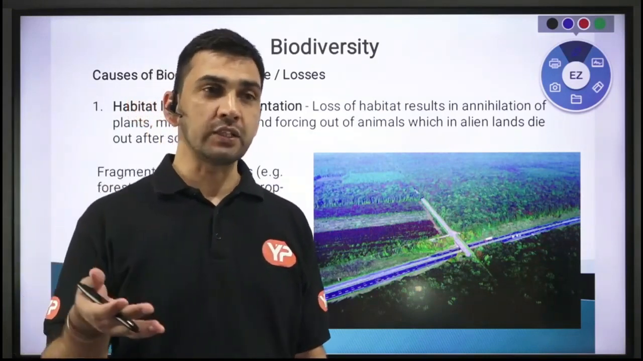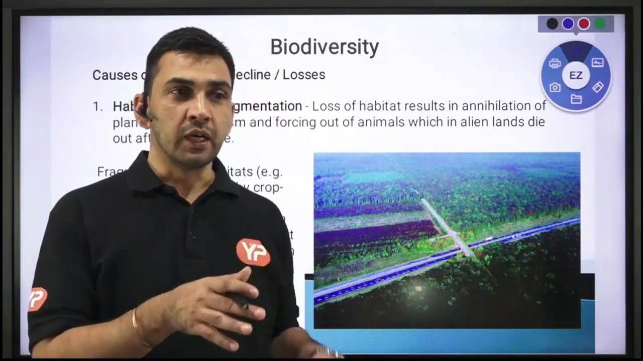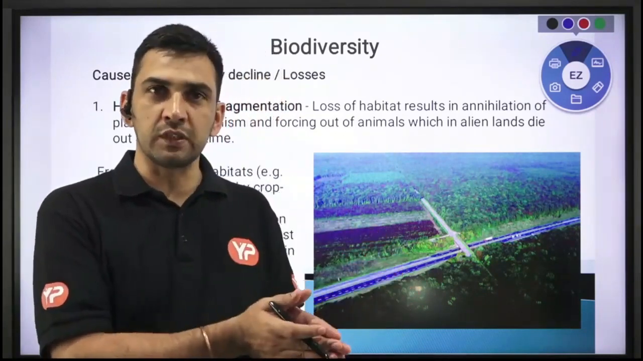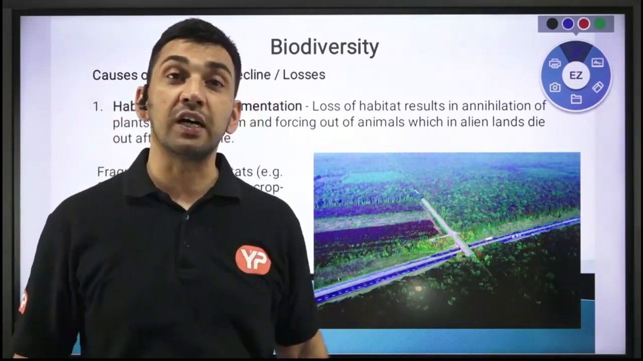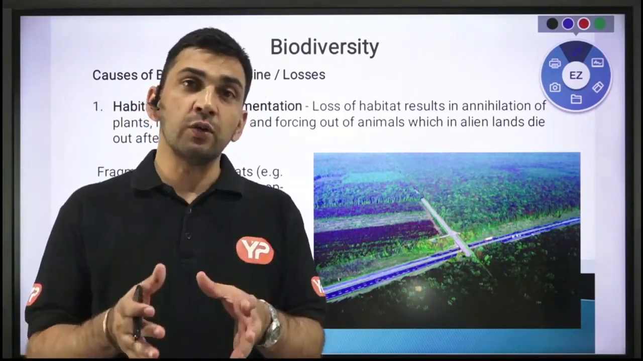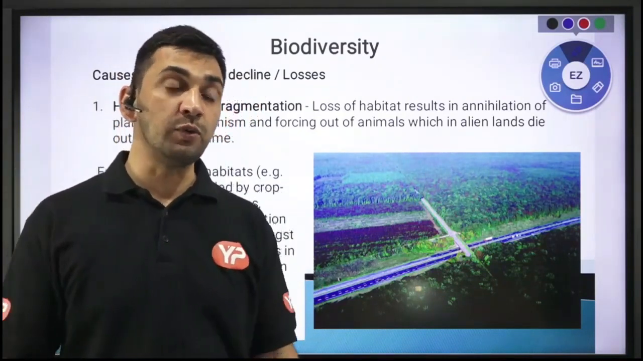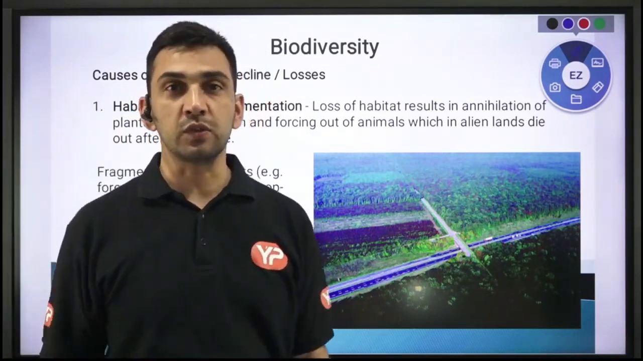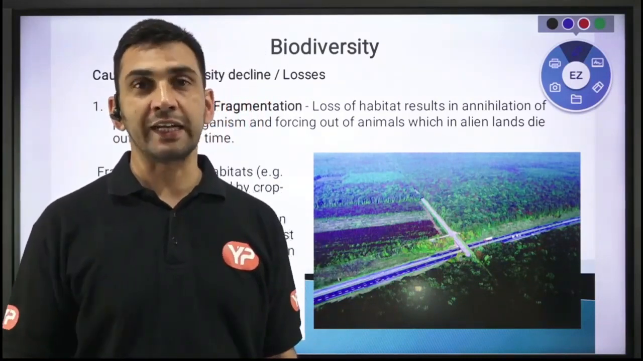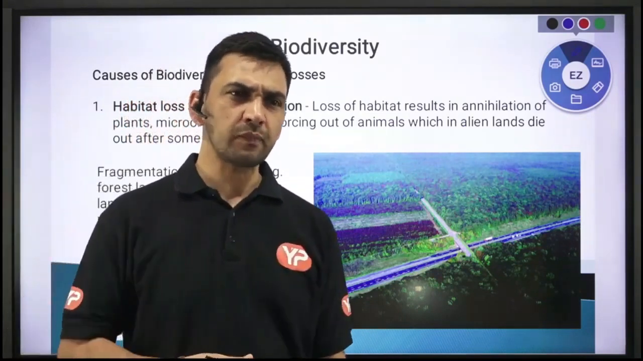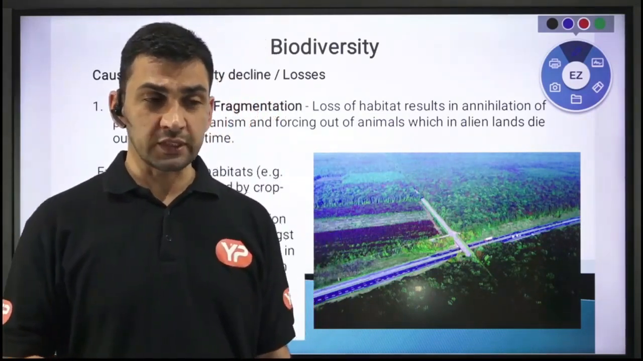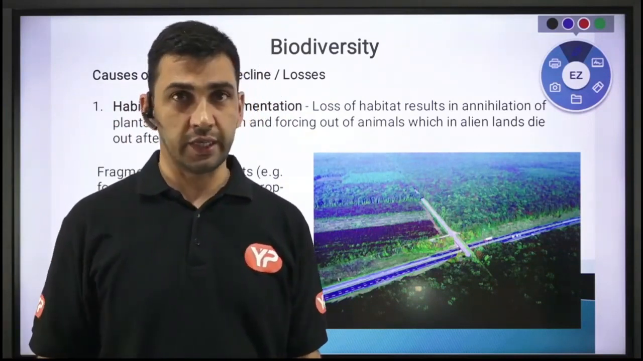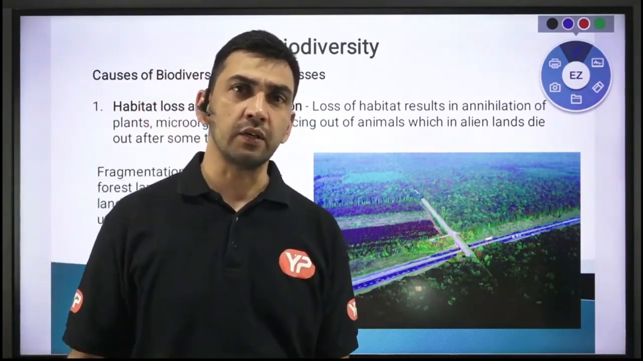And also in many cases, we have taken a species from one location, brought one particular species, and introduced it in another area. So in that other area, it could become an invasive species. Invasive means it goes into that area and can influence other species in a negative way. So these are some of the major threats, you can say causes, which are leading to the decline in biodiversity. So let us try to understand one by one.